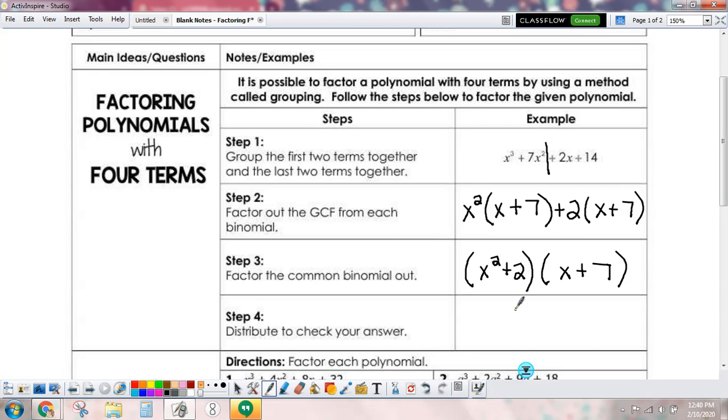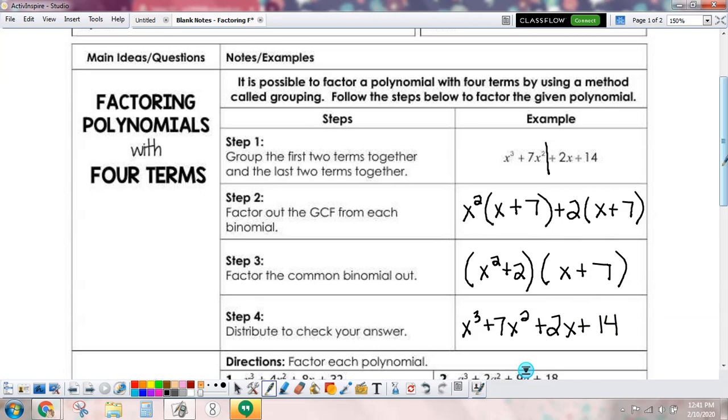And then when I go ahead and check this, because step 4 is to distribute to check my answer, x squared times x is x to the third. Then x squared times 7x is 7x squared, 2x, 14. And I did get the right answer.